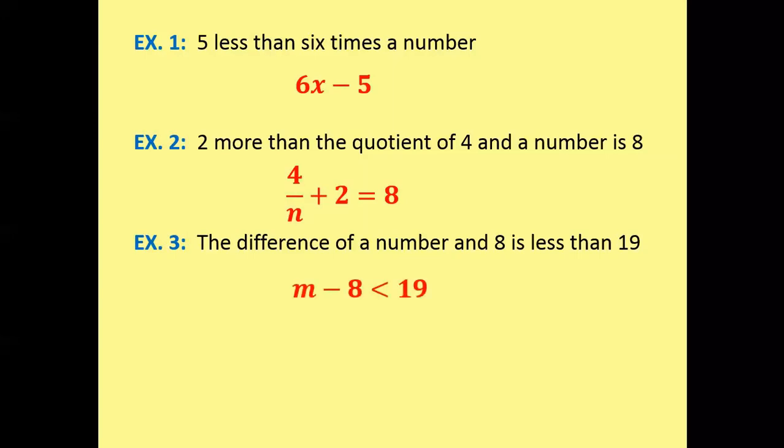Now here I'm using a different variable. It doesn't matter what variable you choose. We're just using a variable to represent a number. We don't know what number it is, and so we're using a variable to represent that, and you can use any letter that you'd like. The difference of a number and 8, and so that tells me I'm going to take a number and then subtract 8, is less than 19.